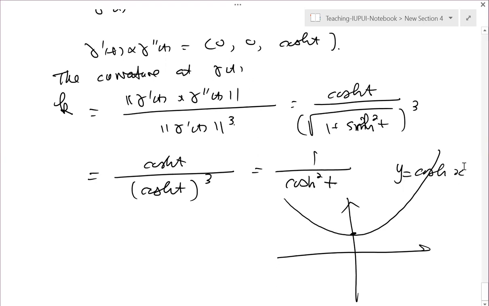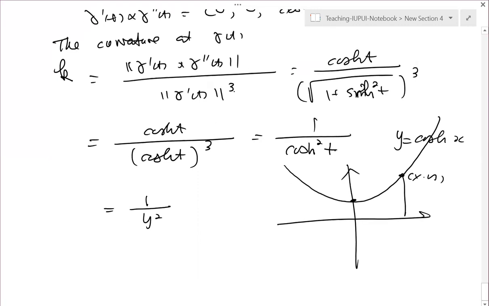At every point you can describe it in a slightly different way. At every point the curvature is going to be 1 over y squared. So when y is getting larger, the slope is getting small and the curvature is getting small. I can also measure and describe it in this form. Let's call it S. There are many ways to express the curvature: in terms of t, or in terms of the coordinates of that point.